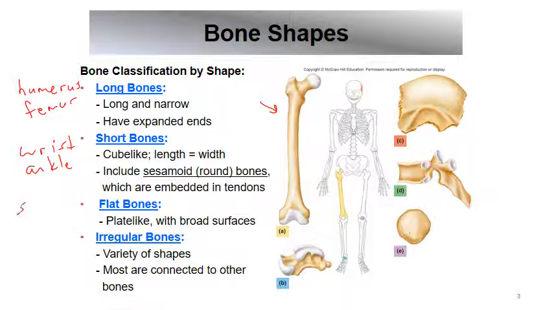Flat bones, scapula, ribs. So when you look at these bones from the side, you just see them flat. And the irregular bones have just these weird shapes and they have holes in them. Our vertebrae are irregular bones, and also our hip bone is irregular.